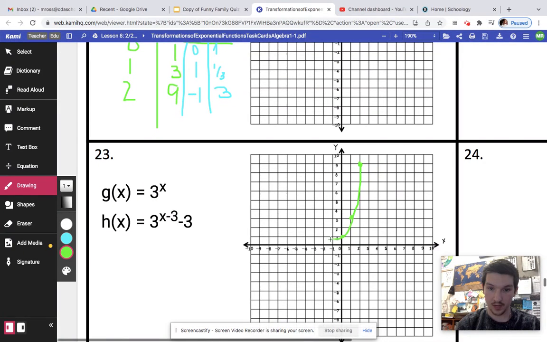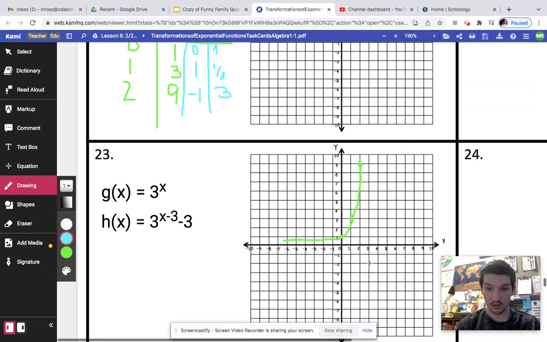Sorry, I'm kind of going fast. If you need to, you can rewatch it. Now for this one, there are two ways: you can make a table and plot the points. However, I would just do this. If you know we're going 2 units right, just count 2 units right for each point. 1, 2, and then 3 units down.